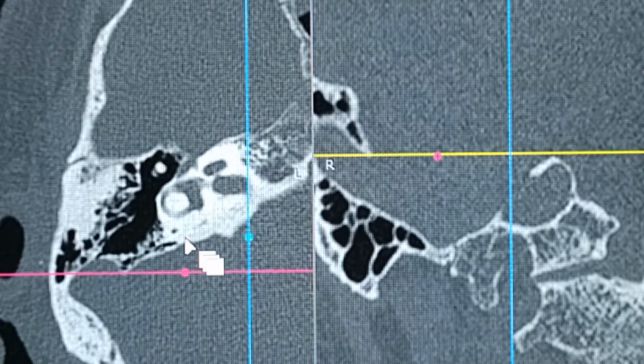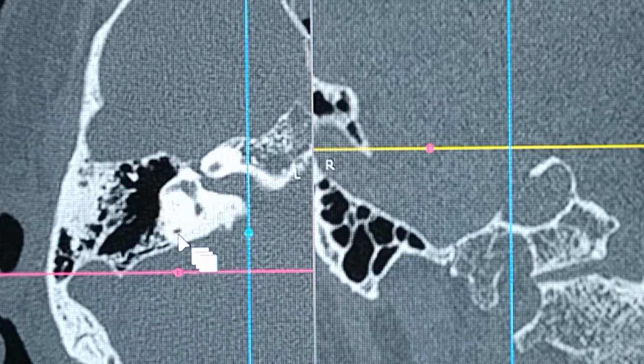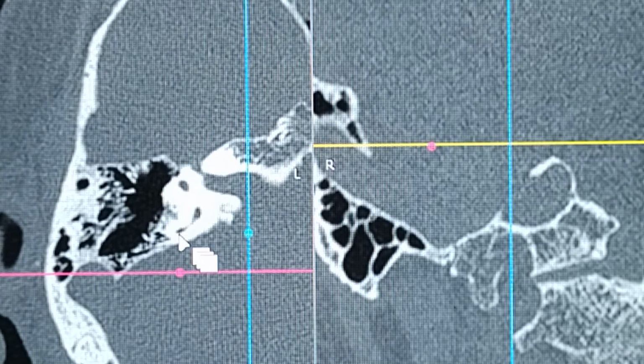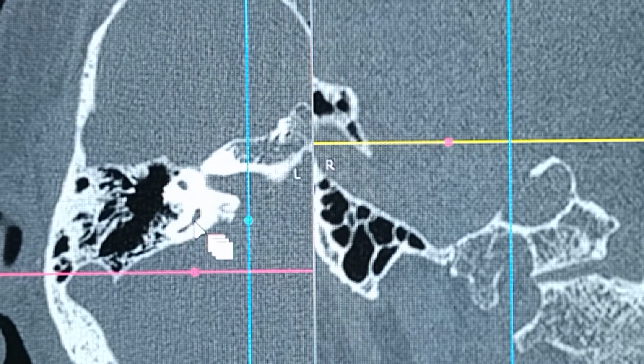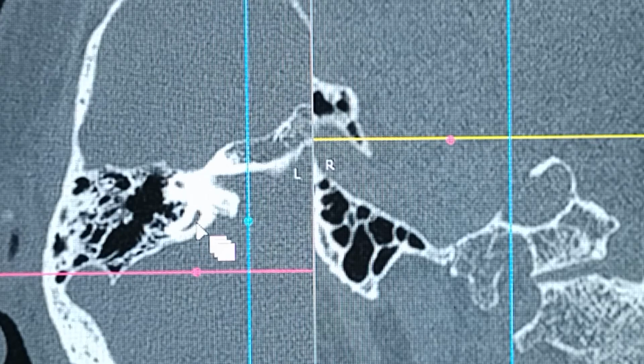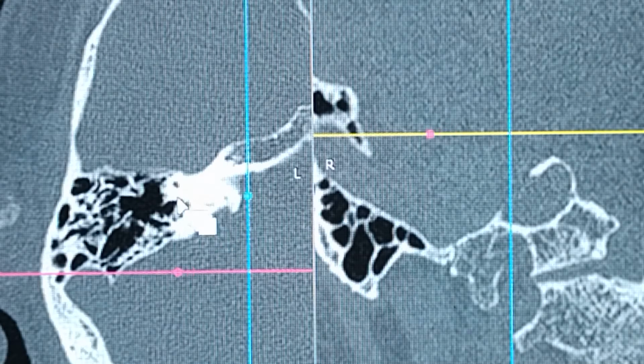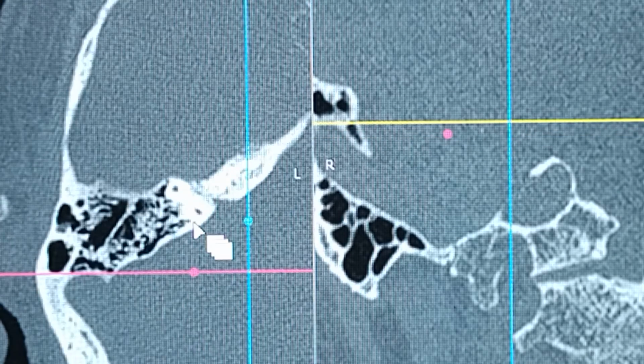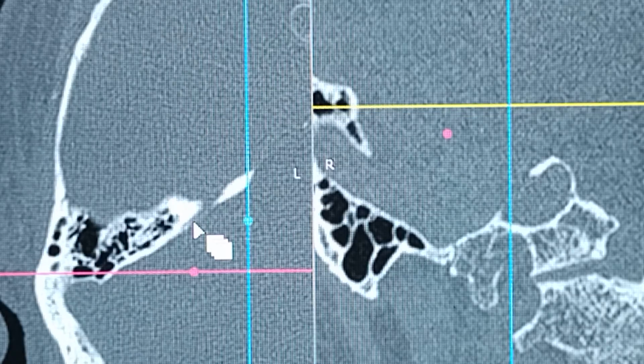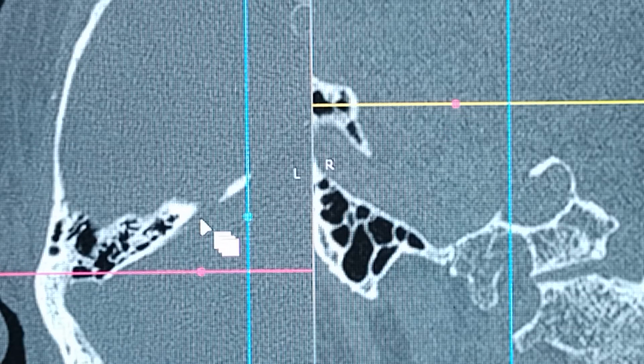I'm keeping on going superiorly. You can still see the posterior semicircular canal. Then it's coming, and then it's coming, and now you see what happens. This is a snake eye appearance. That is basically the superior semicircular canal. If I go on very superiorly, this is a petrous apex region basically.